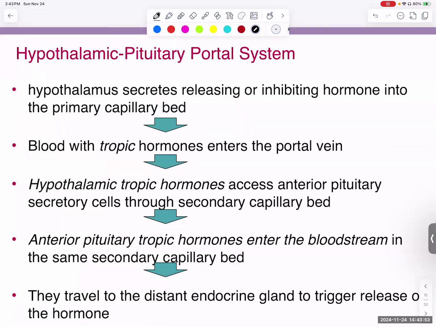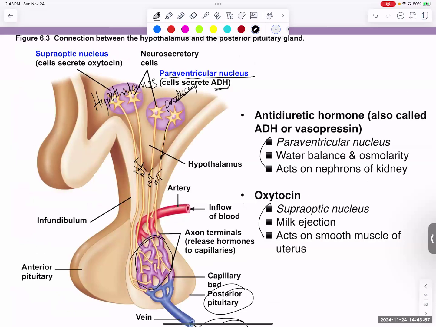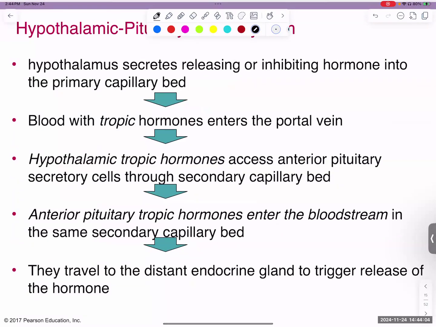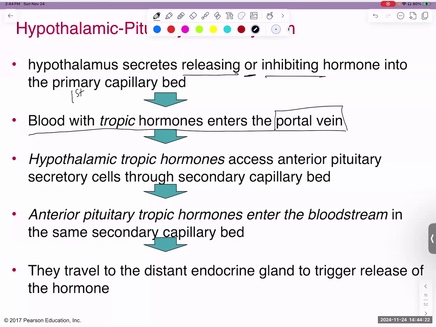The hypothalamic pituitary portal system is really this portal system in the anterior lobe, where the hypothalamus is secreting either releasing hormones or inhibiting hormones into the first or primary capillary bed, which goes down into the anterior pituitary gland via a portal vein. So that capillary bed merges to become a vein. And these releasing or inhibiting hormones are called tropic hormones. So these hypothalamic tropic hormones get into the anterior pituitary via the portal vein.